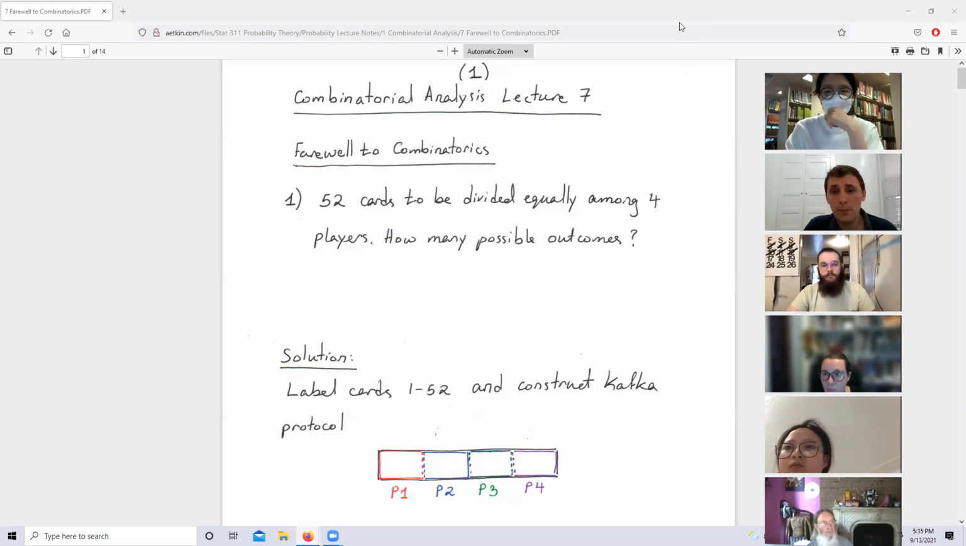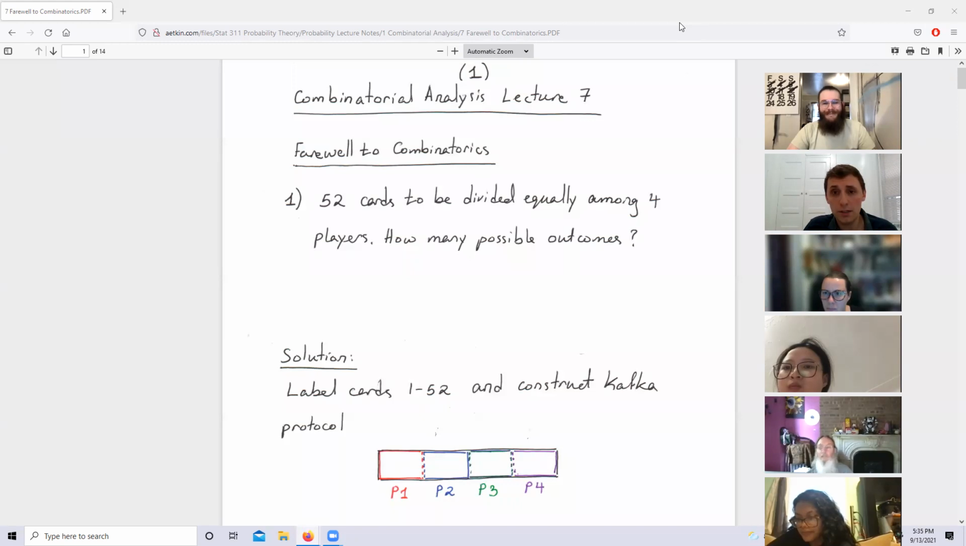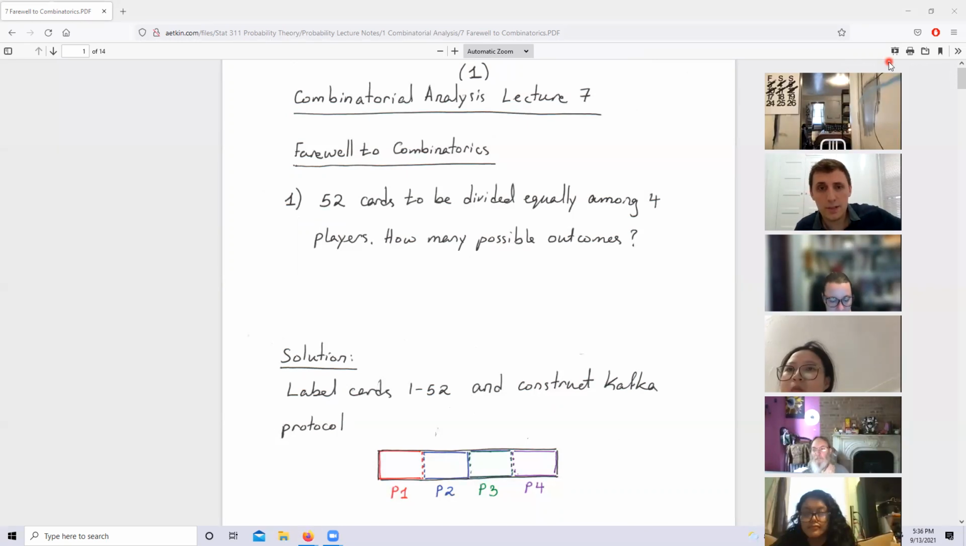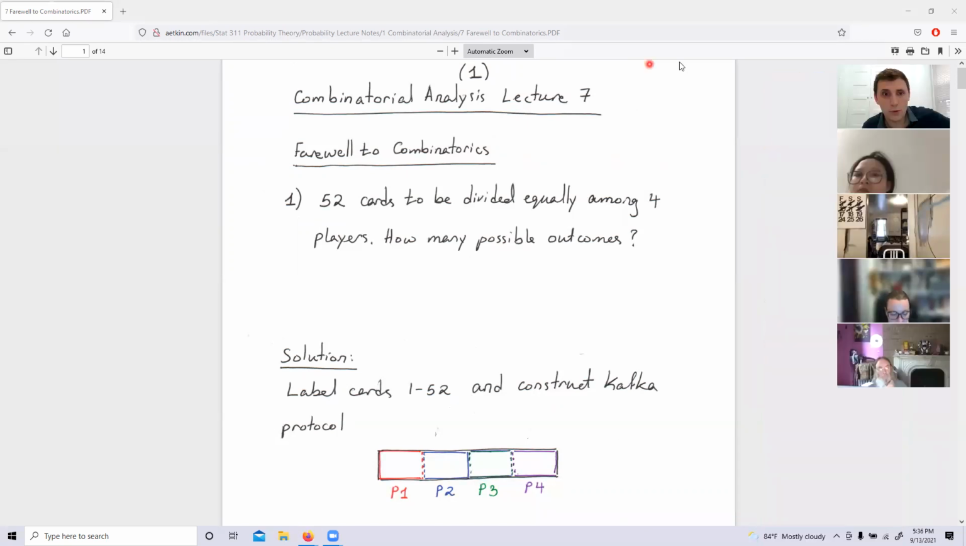Today, we part with combinatorial analysis. Farewell to combinatorics. So that the party, like in Ernest Hemingway's A Farewell to Arms, right, isn't too quiet, let's try to see what combinatorics has been. Let's celebrate all the beautiful aspects of its life before we move on.